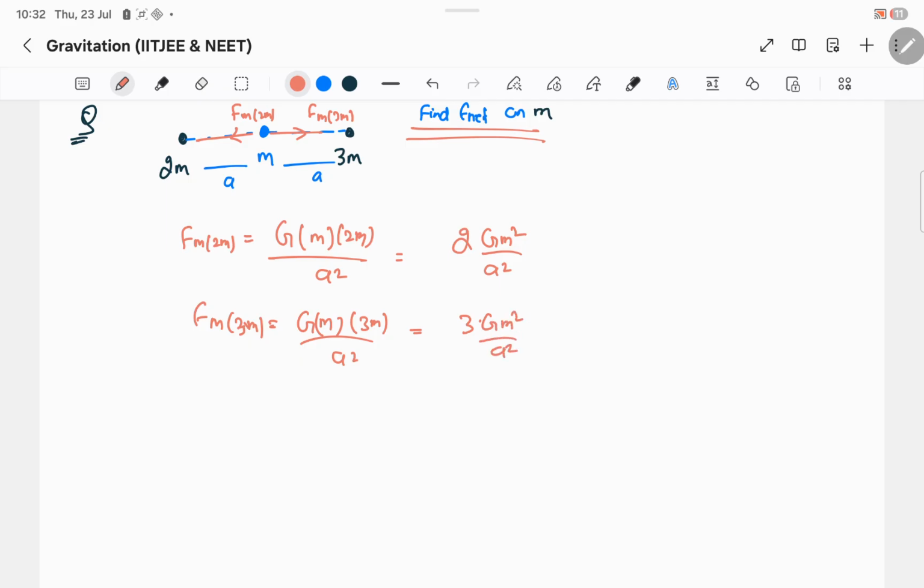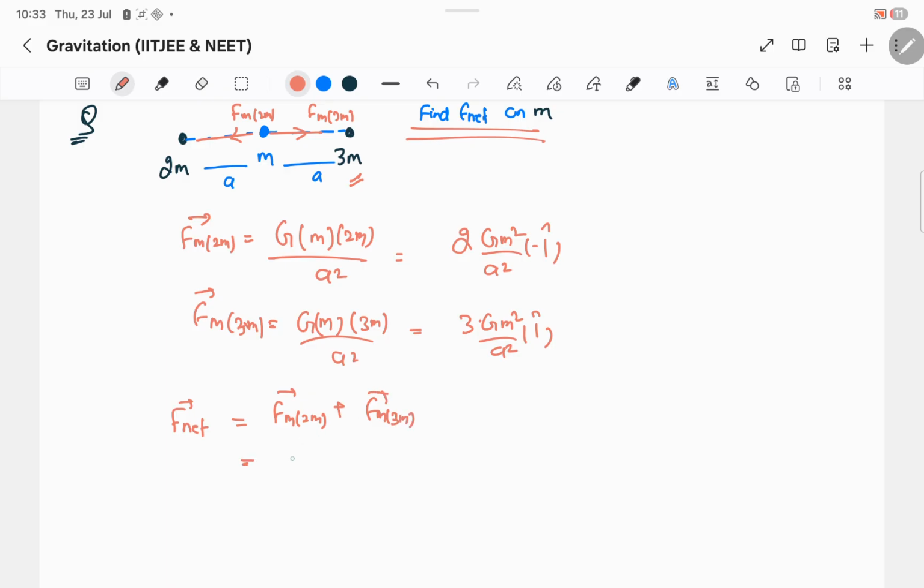Now you can also mention direction. If you are writing it as a force, this will be in minus i cap, and this will be in i cap. Now you can find F net on this. Because this mass is bigger, the attraction force will be more, because it is proportional to their mass. Writing in vector form, you can directly do this: force on m by 2m plus force on m by 3m, you can add.